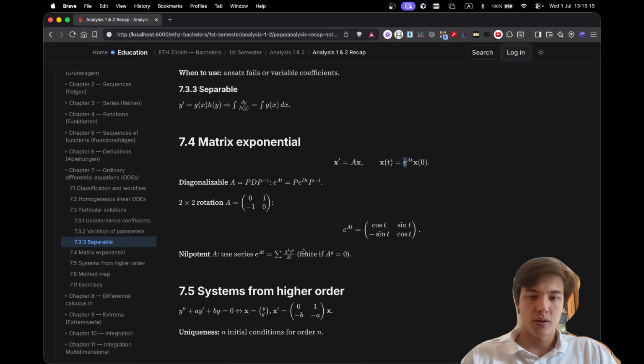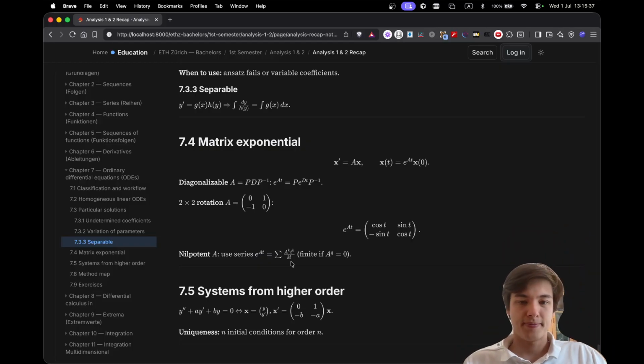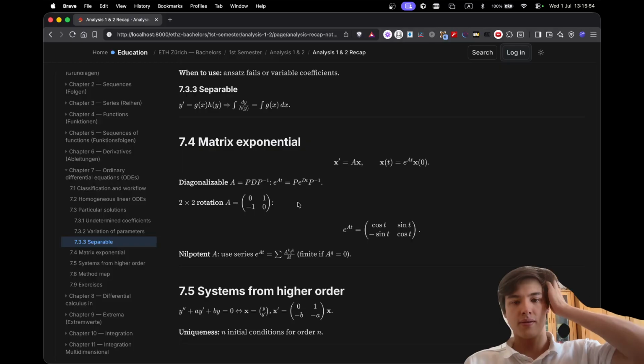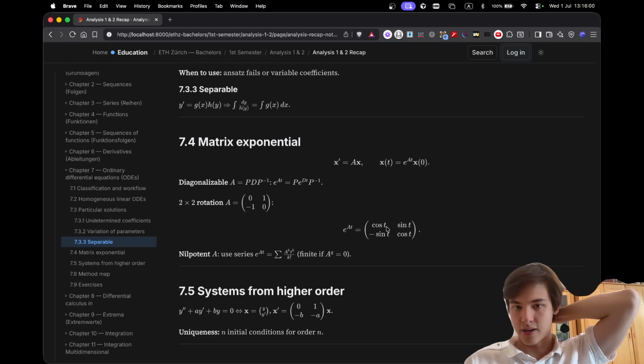Here we have the formula. If it's nilpotent, then we can use a series, and then it's finite, so we can just calculate e to the power of at with this formula. If it's diagonalizable, we can write it like this, and then the e's would only be on the diagonal, and then it's super easy to calculate. If it's a rotation matrix, then we get the rotation matrix.